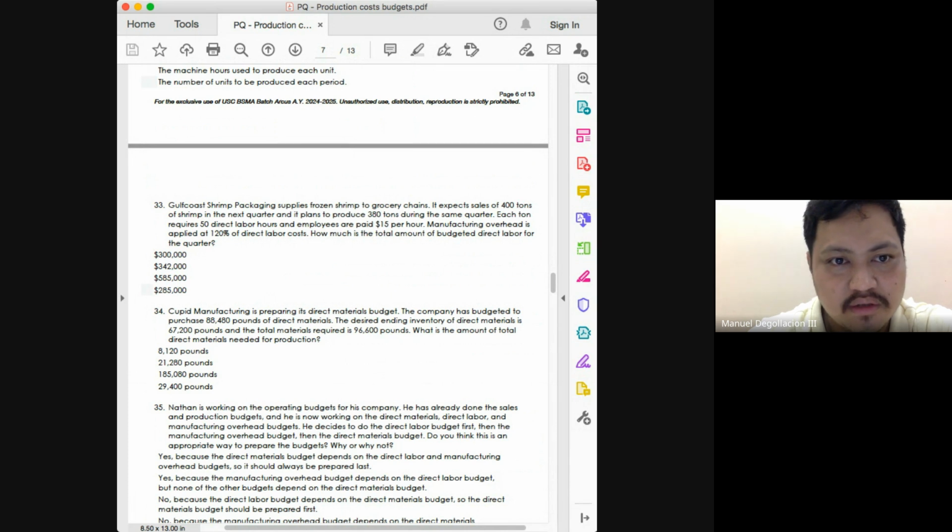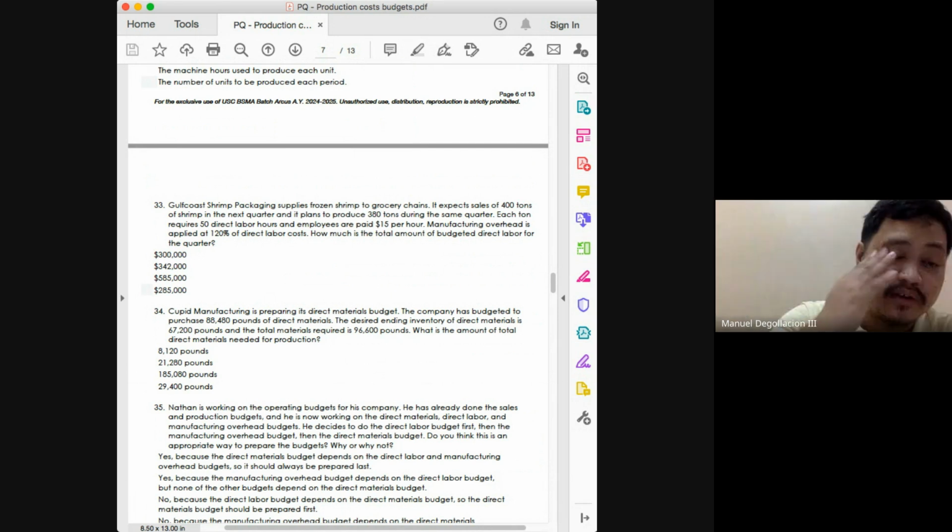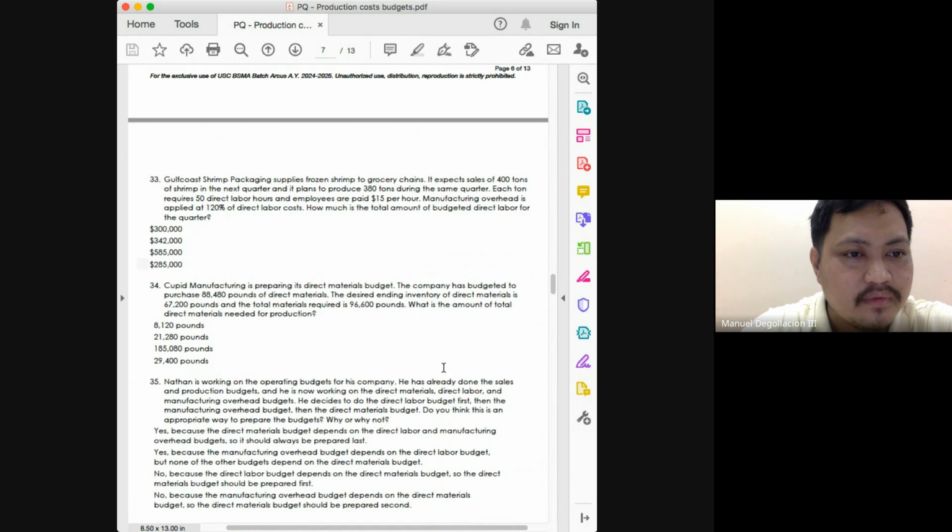The reason that the number of units to be produced is lesser than the number of units to be sold must be because of our existing beginning inventory. 380 times 50 per ton times 15 per hour. This would give us 285,000, and that's already the answer.